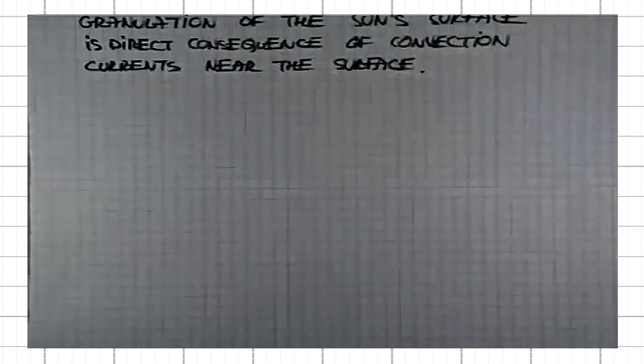And if you look at the surface of the sun, you can see that it looks granulated, and that granulation is a direct consequence of convection. What I mean by granulated is that it looks just like if you are cooking porridge in a pot, right? There are these little blobs that appear, and it turns out that the granulation of the sun's surface is a direct consequence of convection currents near the surface.